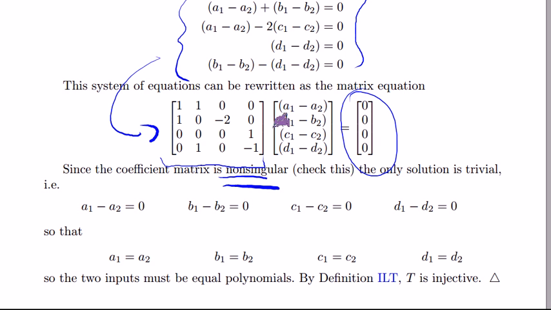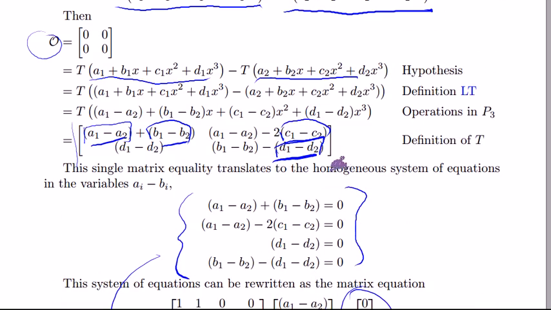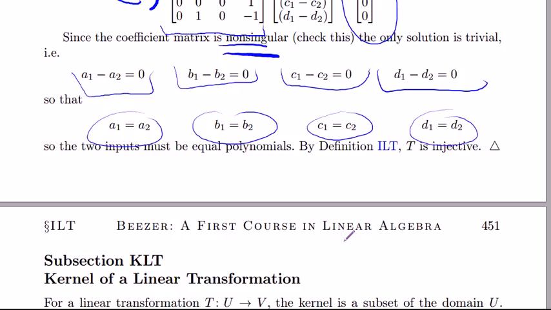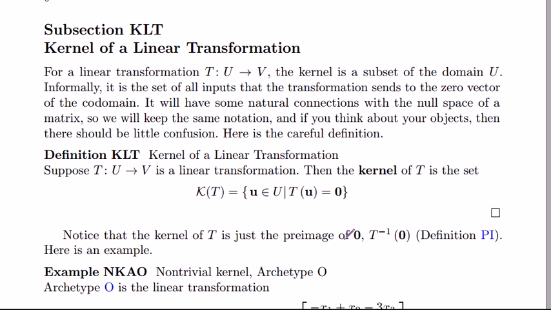And the only solution is if all of these differences are 0, which means that in fact the two polynomials that have the same image must in fact be the same polynomial. So you can go through this procedure repeatedly to show that a transformation is or is not injective.